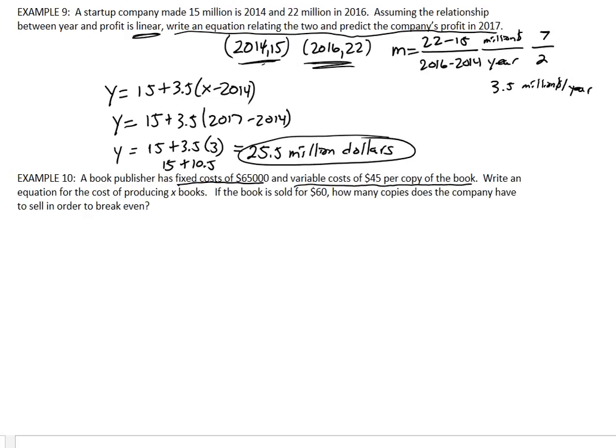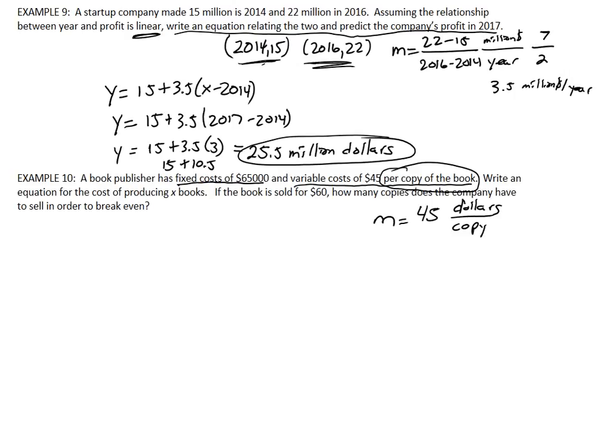Okay, this right here is our hint. Per copy. As soon as you see that per, that's a rate. It's dollars per copy. So that means our slope is $45 per copy. So on every single copy they make of this book, they have to spend $45.